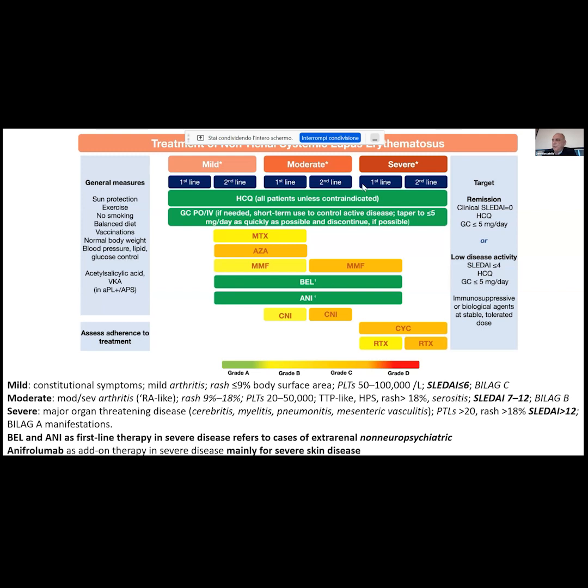This slide shows the treatment algorithm of non-renal systemic lupus erythematosus. Top to bottom sequence does not imply order of preference. Methotrexate, azathioprine, and mycophenolate are equal options for the second-line therapy in mild disease or first-line therapy in moderate disease.